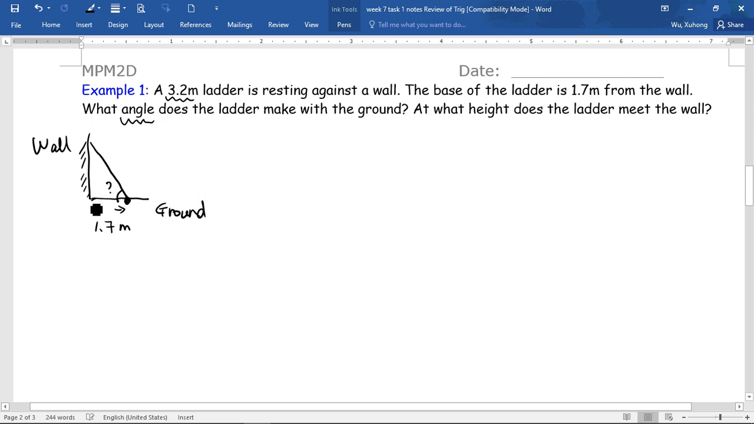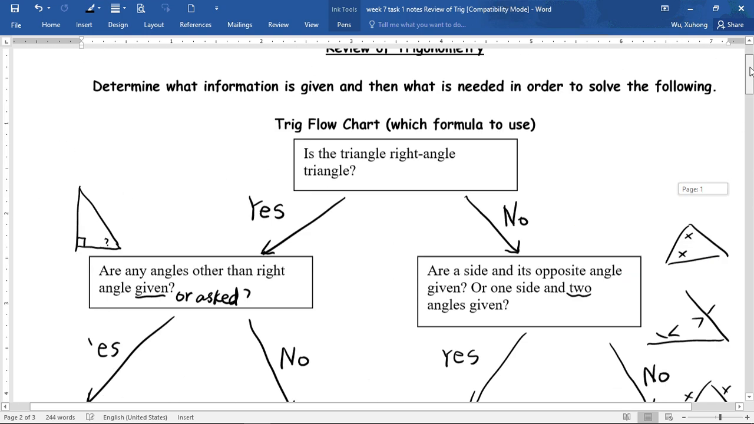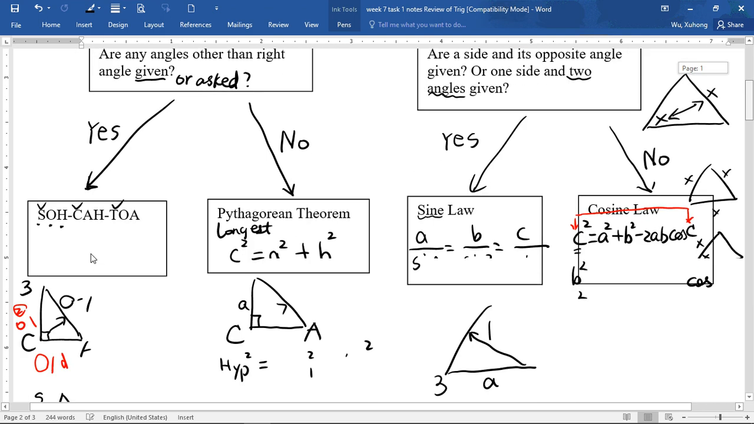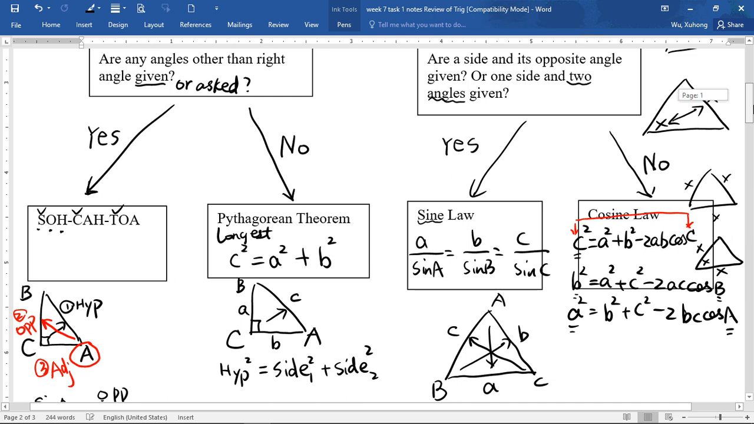So draw this, step 1. Draw the diagram first. Then after that, we are going to label this diagram A, B, C, the vertices, and we know that the wall and the ground form 90 degrees. So from the first chart, for the 90 degrees, the answer is yes. Then we go this side. They are looking for angles, so SOH-CAH-TOA. This is how you use this chart.